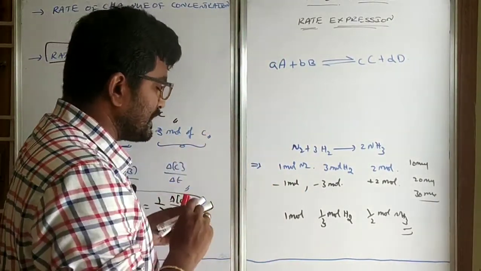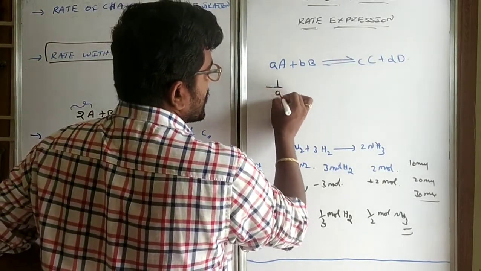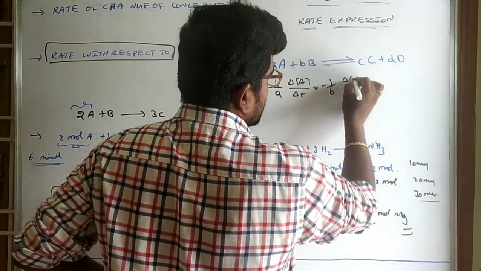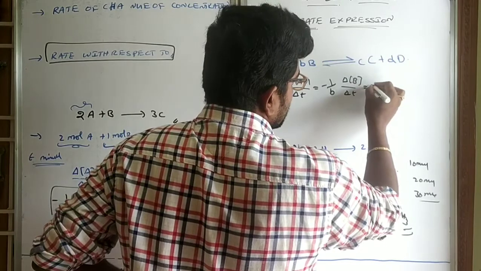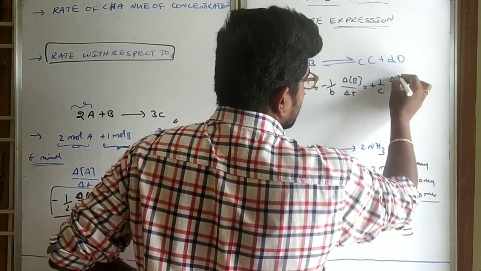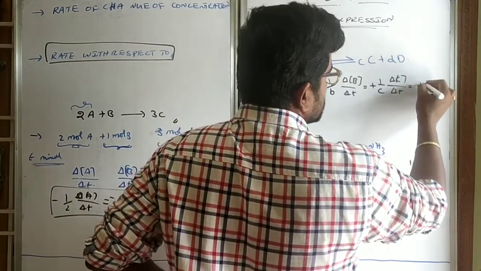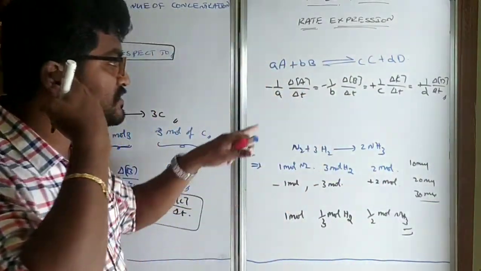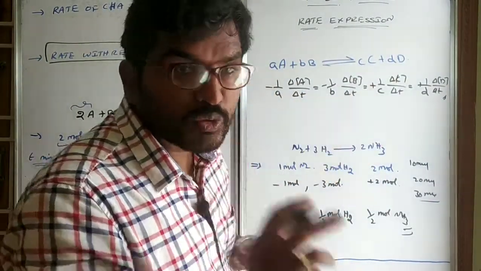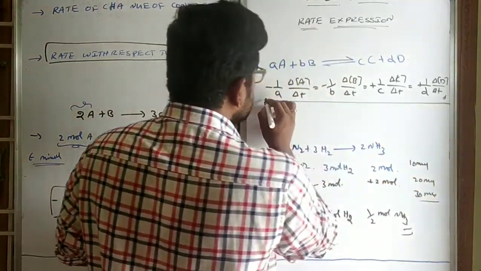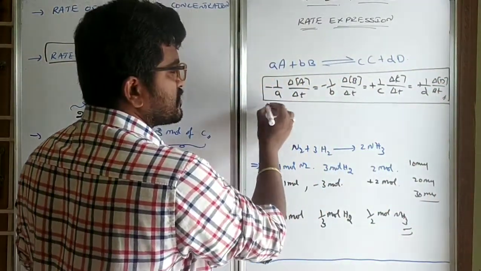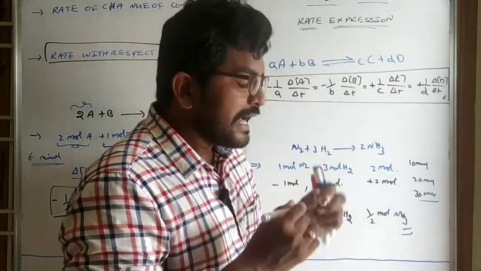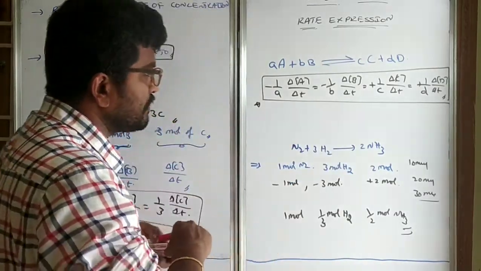So here what will be the rate expression? Minus 1 by A delta A by delta T equals minus 1 by B delta B by delta T is equal to plus 1 by C delta C by delta T equals plus 1 by D delta D by delta T will come. Like this we can write the rate expression. In terms of rate expression, the rate with respect to A, rate with respect to B, rate with respect to C and rate with respect to D will be the same.